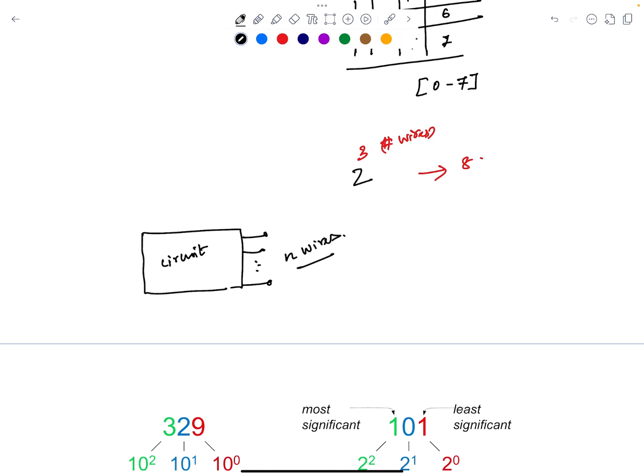So how many values can I represent? It's pretty known from our relationship. So it'll be, again, 2 power the number of wires. In this case, we have n wires, right? That's the number of wires. So we have 2 power n values we can represent. And the range will be 0 to 2 power n minus 1. So why is it 2 power n minus 1?